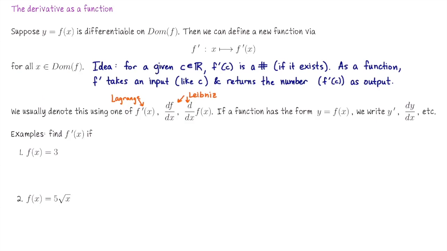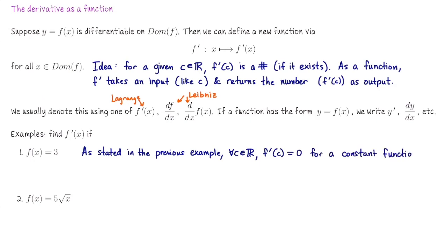Okay, let's look at a couple examples. We want to find f prime of x if f of x equals 3. In other words, what we're going to return is a function where if you plugged any value from the domain into the function, what you would get out of that is the value of the derivative at that point. We just said in our previous example that if you have a constant function, the derivative is 0. So f prime of c equals 0 for all c for a constant function. Since, given any point from the domain, the derivative is 0 at that point, f prime is the function f prime of x equals 0. You plug in x, you get out 0.